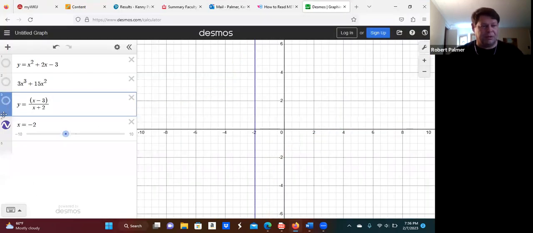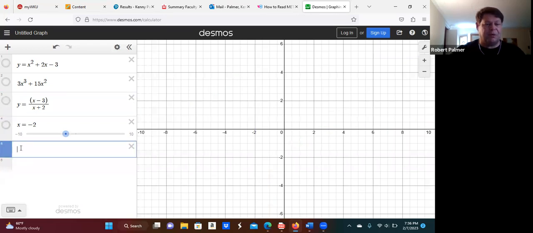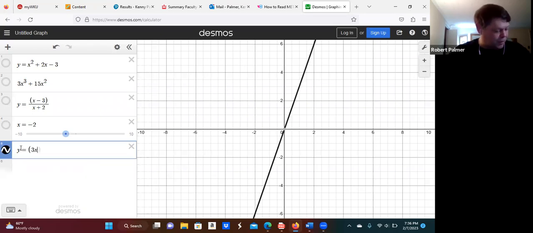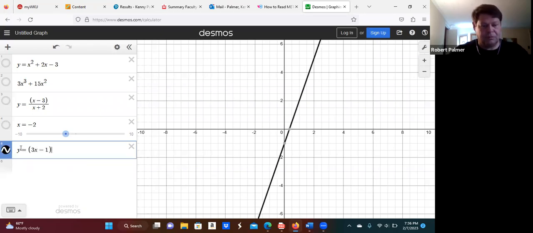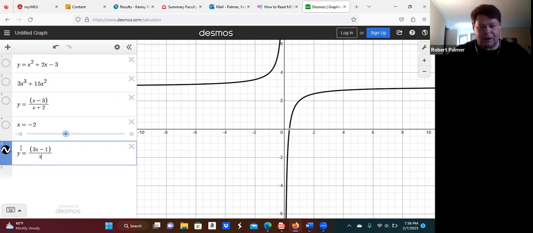All right, I'll turn both these off. So this time I'm going to graph y equals, use parentheses here for your numerator, so 3x minus 1 divided by x plus 4.